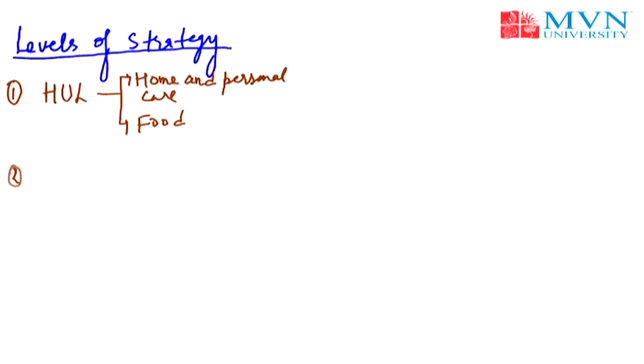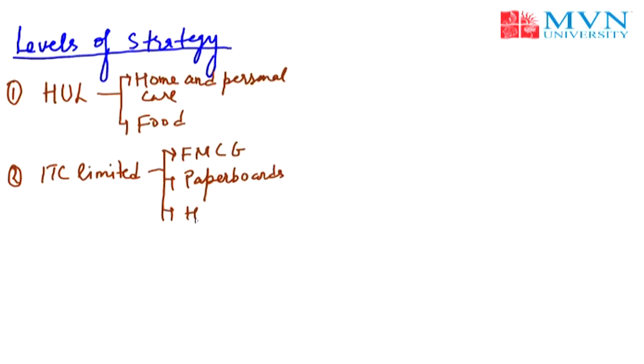The second example is ITC Limited. ITC Limited is an Indian company with headquarters in Kolkata. They are in different verticals such as FMCG, paperboards, hotels, and information technology. FMCG means fast moving consumer goods, with brands like cigarettes and Sunfeast. They supply paperboards for companies like Nokia and Samsung. So ITC Limited is in a varied range of business like FMCG, paperboards, hotels and information technology.